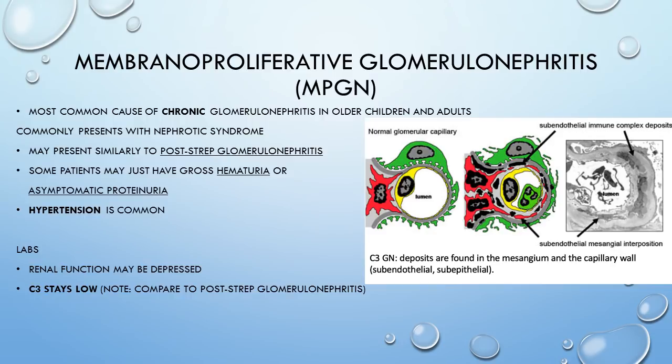If you compare that to post-streptococcal glomerulonephritis, initially C3 levels in patients with post-streptococcal glomerulonephritis will be low, but those levels will increase up to normal after a few weeks. Whereas with membranoproliferative glomerulonephritis, the C3 levels stay low. So that's one of the ways we differentiate those two in case we don't get a renal biopsy for one reason or another. Membranoproliferative glomerulonephritis has a very poor prognosis. Most progress to renal failure. So we absolutely refer these patients to pediatric nephrology for further management.